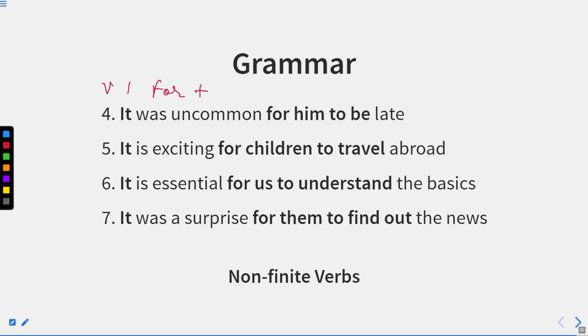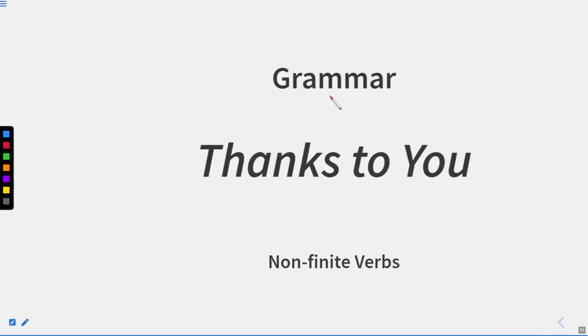Now this is verb plus for, or you can say participle. Then we have for, then we have the structure of object, and then we have the infinitive. It is exciting for children to travel abroad. It is essential for us to understand the basics. It was a surprise for them to find out the news. So these are passive sentences.